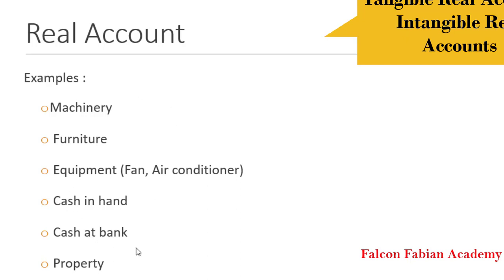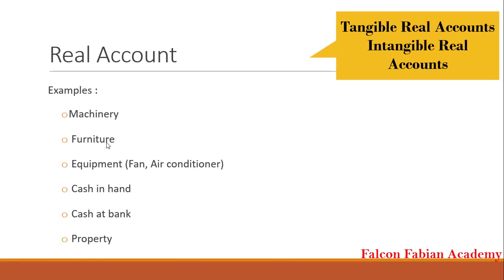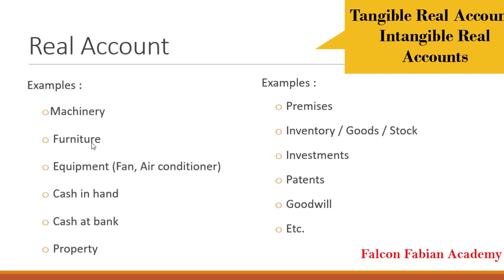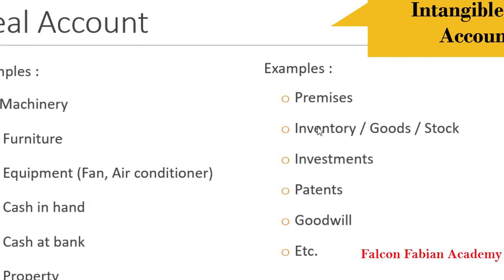And all these would come under the category real account, and the rule for real account is going to be applied to these assets. Now let's see a few more examples. So you have premises, inventory, goods and stock, investments. These are also tangible assets. These would also come under the category of real account, and the rule for real account is going to be applied to them.